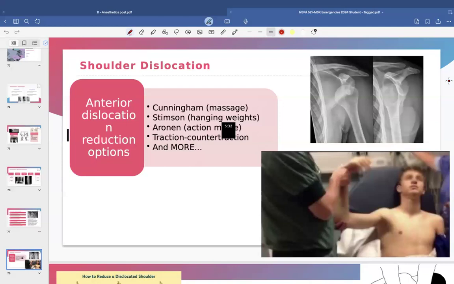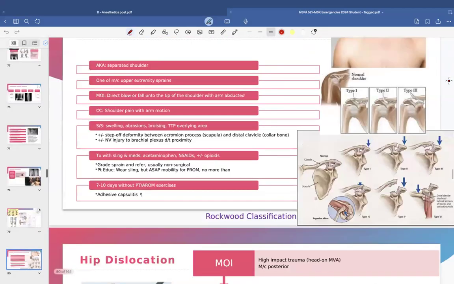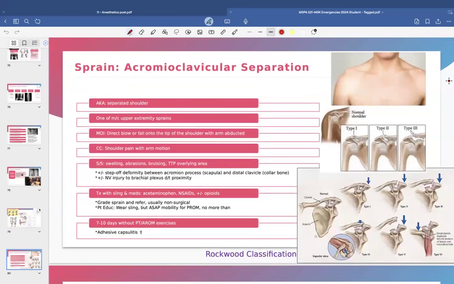AC sprains or AC separations are where you're going to see that nice little bump on the shoulder. Especially in higher types, you get that separation where it really bubbles up. Usually it's a direct blow onto the tip of the shoulder, especially if your arm is abducted. You can get shoulder pain with arm motion. One of my friends did this by falling off a bike. It's one of the most common upper extremity sprains.